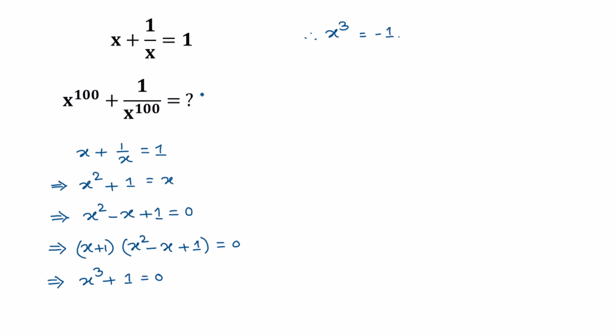Now our term x to the power 100 plus 1 over x to the power 100. This x to the power 100, we can write as x to the power 3 whole to the power 33. This is x to the power 3 times 33, 99. And multiplying this by x, this will be x to the power 100.